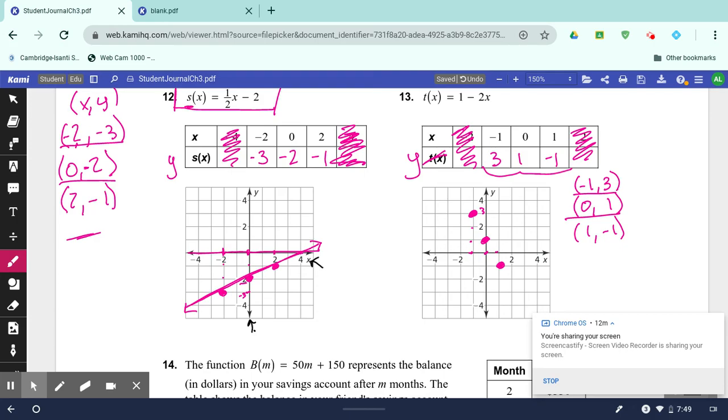All right, same thing. Try and find a ruler, edge of a notebook, something like that, so you get a nice straight line. All right, I did the best I could on the computer screen. Make sure you're going through all your points there. And that is the graph there of t of x.